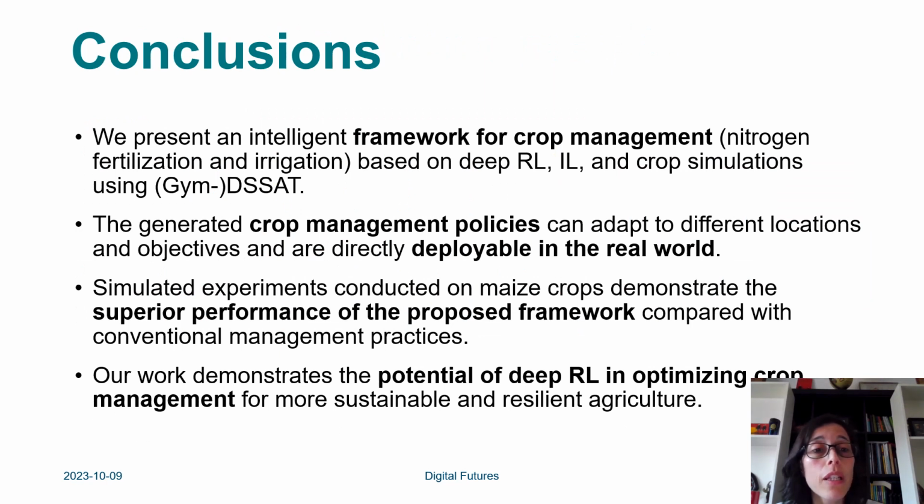So to conclude, we present an intelligent framework for crop management, specifically nitrogen fertilization and irrigation, based on deep reinforcement learning, imitation learning, and crop simulations using the DSSAT model. The generated crop management policies can adapt to different locations and objectives and are directly deployable in the real world. Simulated experiments conducted on maize crops demonstrate superior performance of the proposed framework compared with conventional management practices. This project also demonstrates the potential of deep reinforcement learning in optimizing crop management for more sustainable and resilient agriculture.